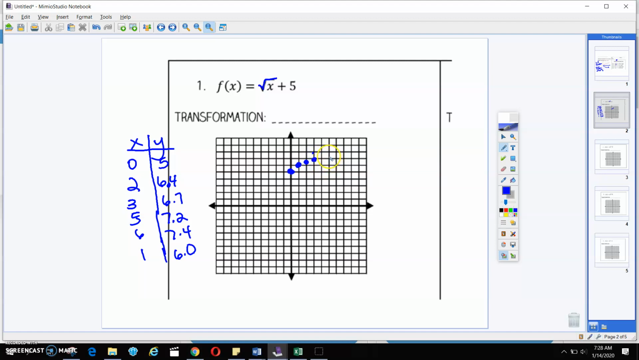And then 5 comma 7.2 and then 6 comma 7.4. So when I connect all these, it's going to look like that. And you want to make sure that you put that arrow on the end because that continues on forever, right? All right, so for transformation, what I want us to look at is your parent function.